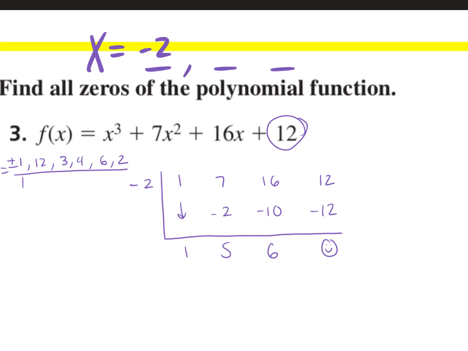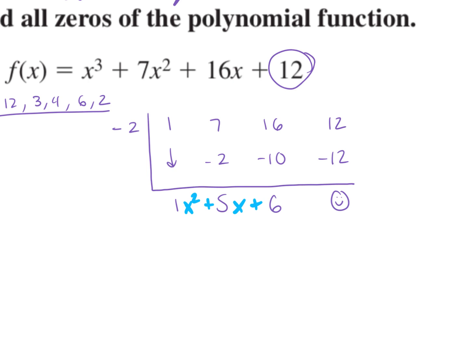How many answers do I have to find next? 2 left. What can I do next? So this is 1x squared plus 5x plus 6. We can either do last over first again, or we can just factor it. Anytime you're left with just x squared, see if you can factor. So what are my 2 factors of 6 that add to 5? 2 and 3. Negative 1 and 6 wouldn't work because it has to multiply to positive 6.